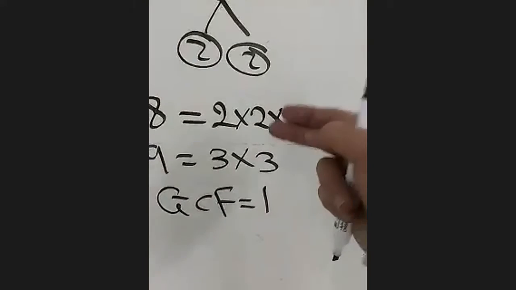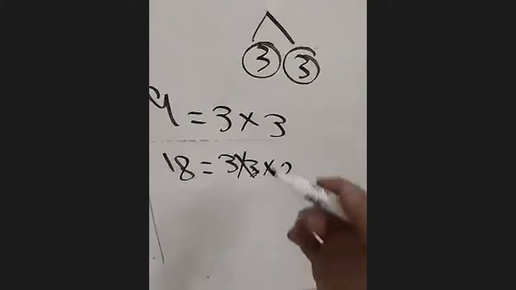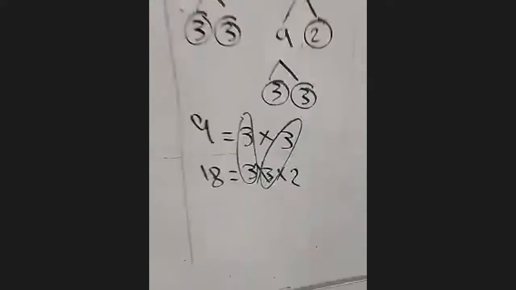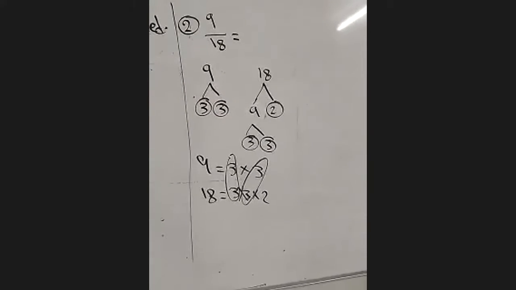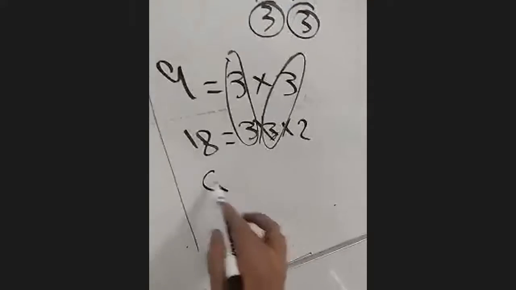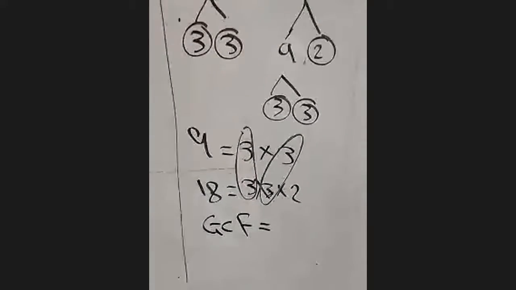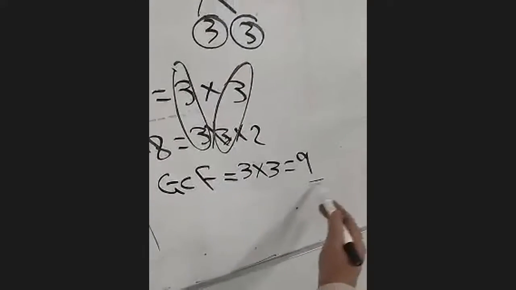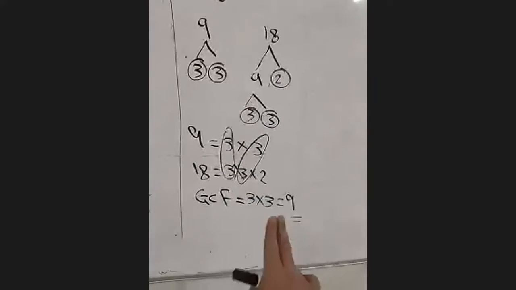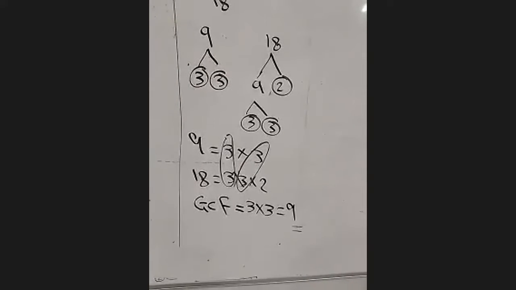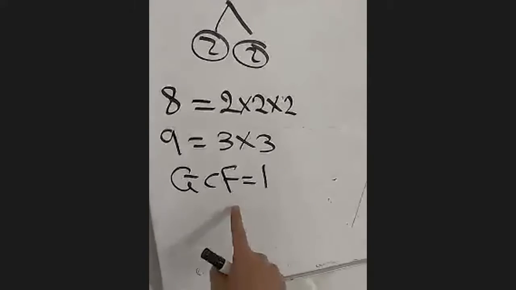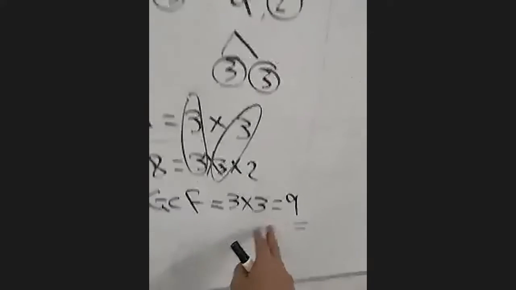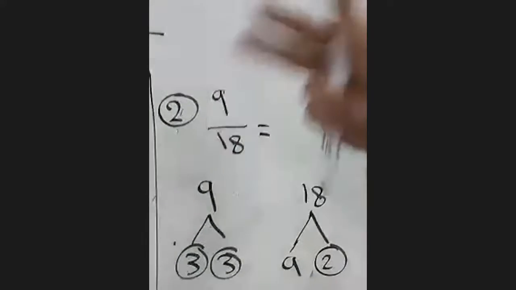A number exists in the same place, in 9 and 18. Good. Here we have a 3 and a 3, and here also 3 and 3. We have 2 groups, right? So the GCF equals what? Tell me. 9. Which is a 3 from the first one multiplied by 3 from the second one, which is 9. It is not 1, right? Here it was 1, so it is simplified. Here it is not 1, it is 9. So it needs to be simplified. Got it?